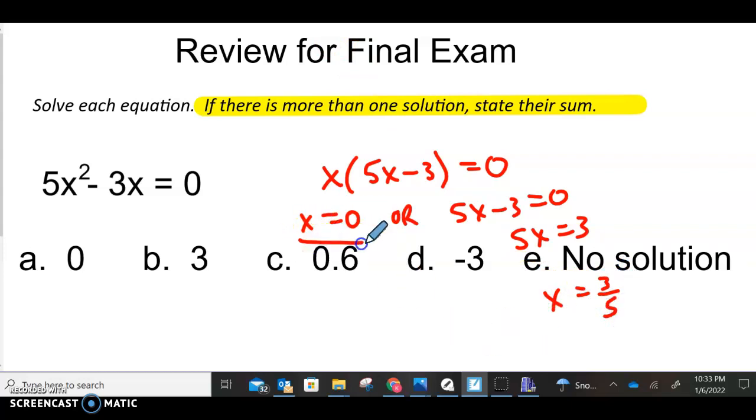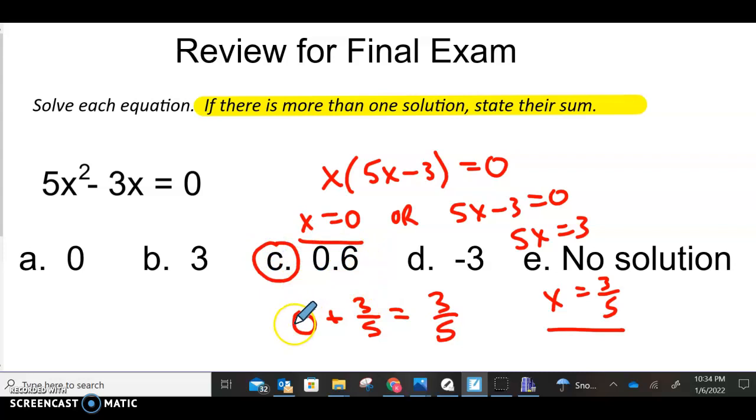What I have to do, since there are two answers, right? If there is more than one solution, state their sum. So I'm adding 0 plus 3/5, which is 3/5. So my answer is 3/5, which of course is 0.6. So that's my answer. What happens is people get confused and they're like, wait, it's 0 and 0.6. But I just have to state their sum. Okay? The sum of the answers is 3/5.